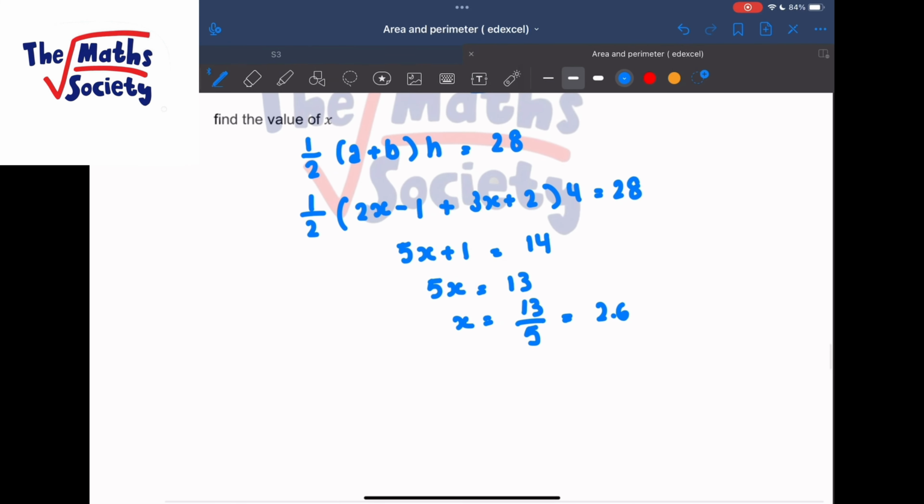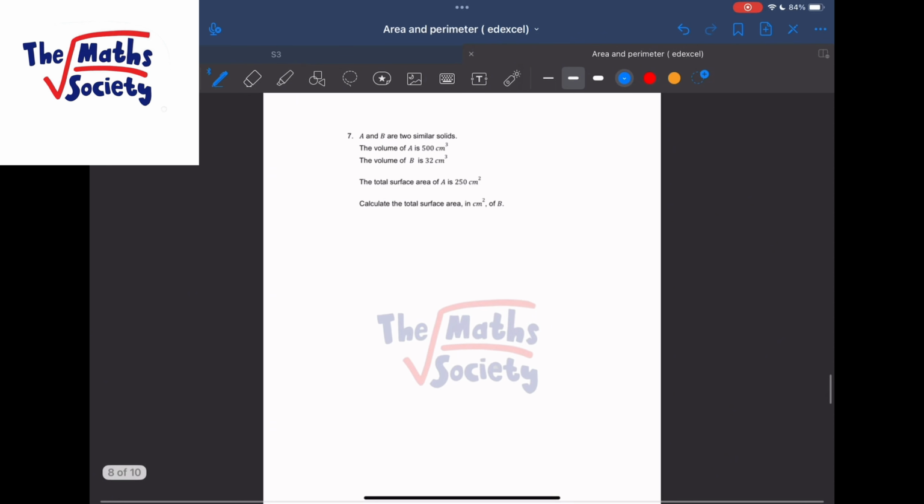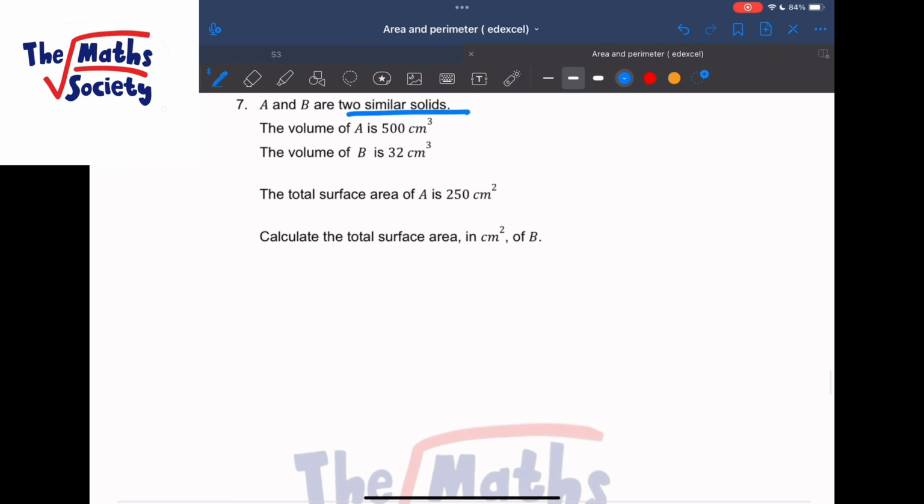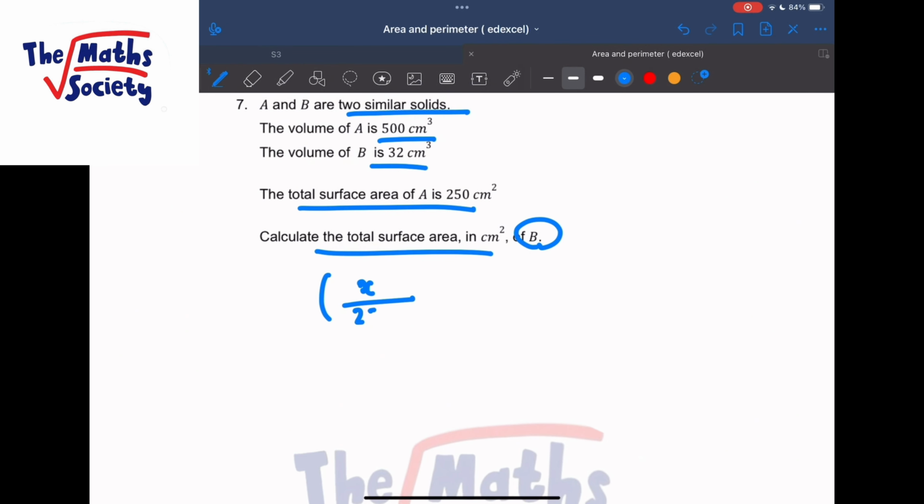And number 7. Number 7 says that A and B are two similar solids. Volume of A is 500, volume of B is 32, surface area of A is 250, and we need the total surface area of B. So we will put one side total surface area, one side volume, so we can square them and cube them. First of all, we need to find x, the total surface area of B. The surface area of A is 250, which is going to be cubed because we need to make sure that the powers are equal, and B was 32 by 500, which we will square.